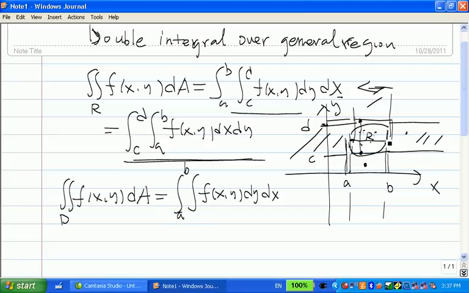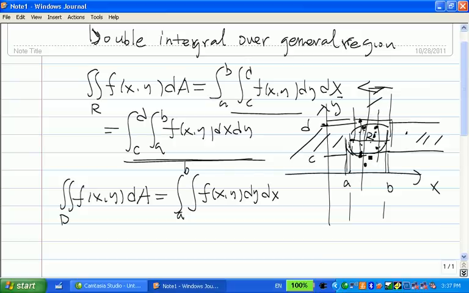Then you go back to see what the restriction for y is to make a point inside this region D. This time it's not always bigger than c and less than d. It's from this point to that point. So it's not c and d. In fact, for different x, the restriction for y will be different. So in this case, we just need to find what this point and that point are.